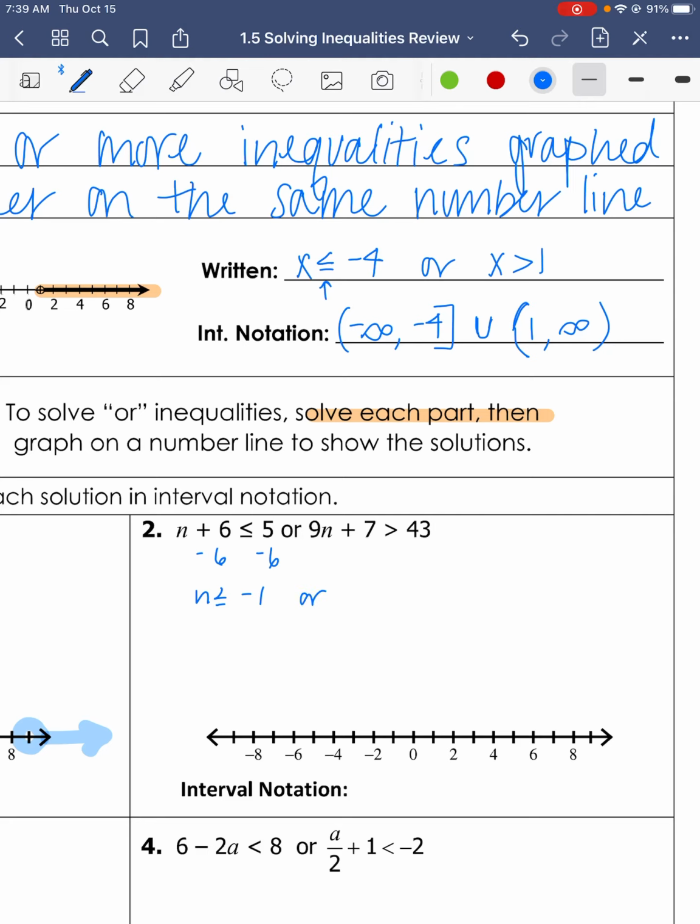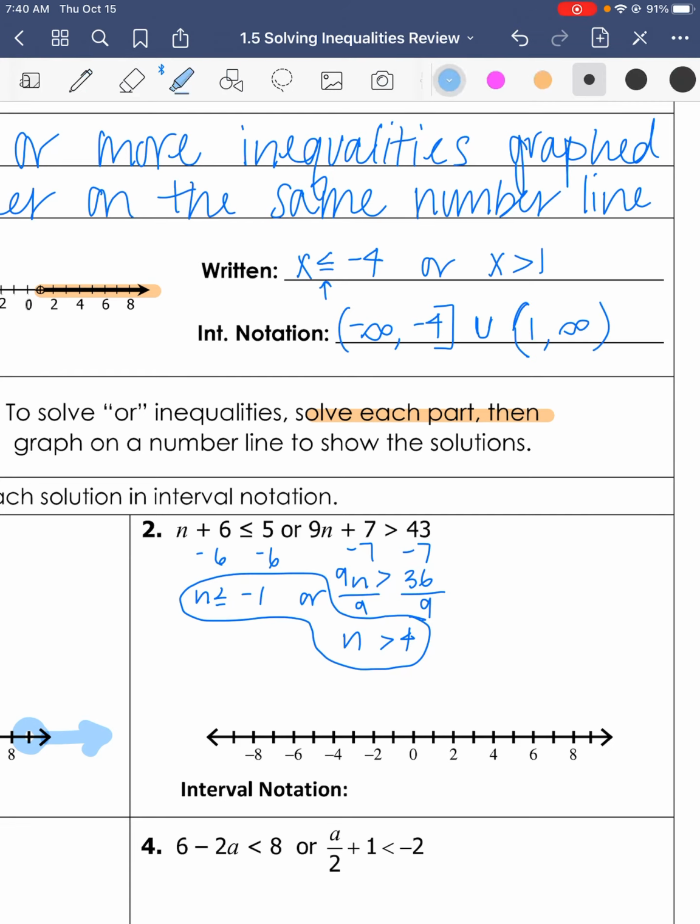Okay, and then we have 9n plus 7 is greater than 43. Subtract 7 from both sides. We get 9n is greater than 36. Divide by 9. N is greater than 4. Okay, so we have n is greater than 4, or n is less than or equal to negative 1 here.